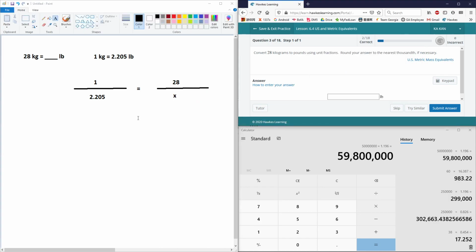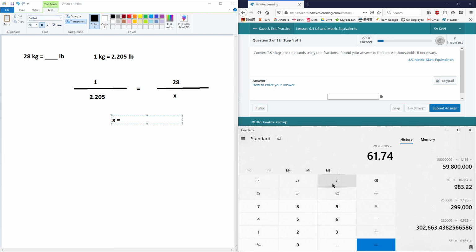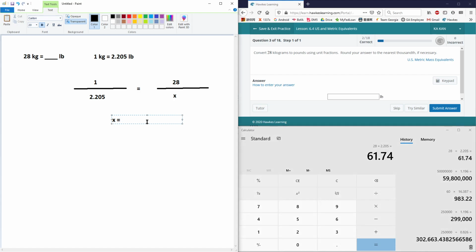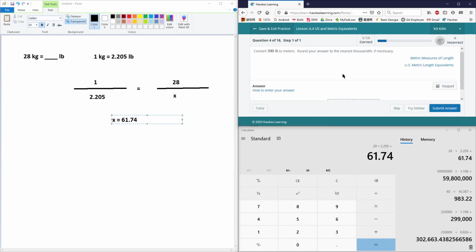So that would be cross multiply, and you should get X equals, put in the calculator, 28 times 2.205. So that's 61.74. Let's try that. Get that. Very good. So let's see the next problem.